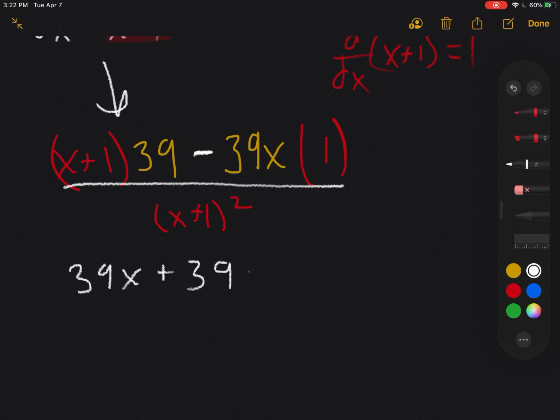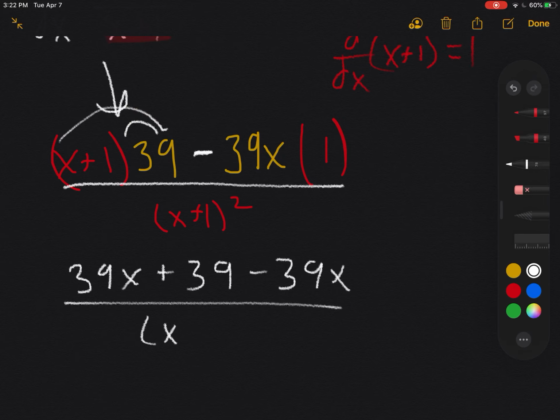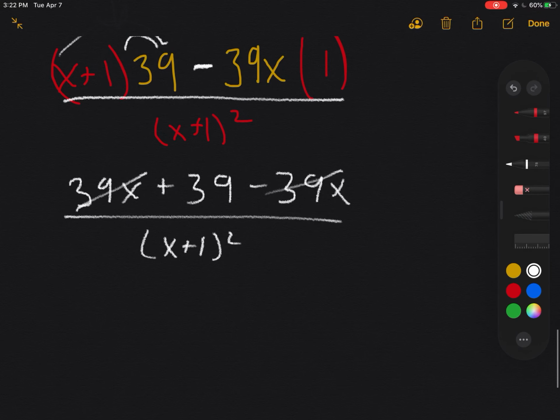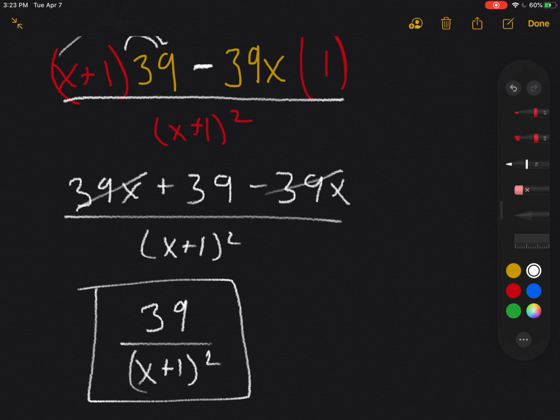So this is our derivative, and we can simplify this a little bit here. We get 39x plus 39 minus 39x. This is me just distributing in here. All divided by x plus 1 squared. The x's cancel out here, and I'm left with 39 over x plus 1 quantity squared. And that's my final answer.